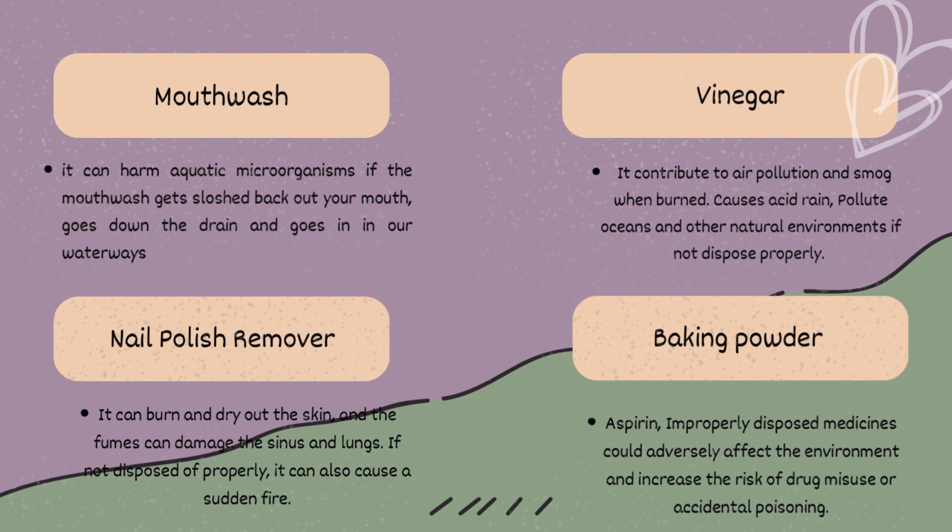Mouthwash. As it gets sloughed back out of your mouth and goes down the drain, it undoubtedly makes its way into our waterways. There, it can harm microorganisms. Nail polish remover. Disposing acetone nail polish remover can have potentially dangerous effects. This is because it's a powerful flammable chemical. It can burn and dry out the skin, and the fumes can damage the sinus and lungs. If not disposed of properly, it can also cause a sudden fire.